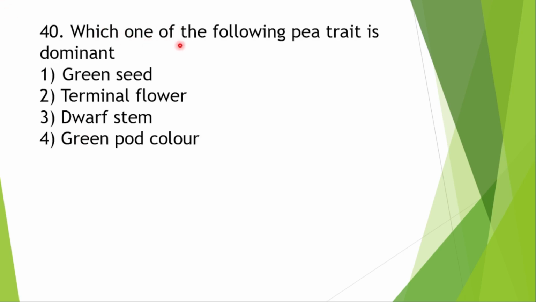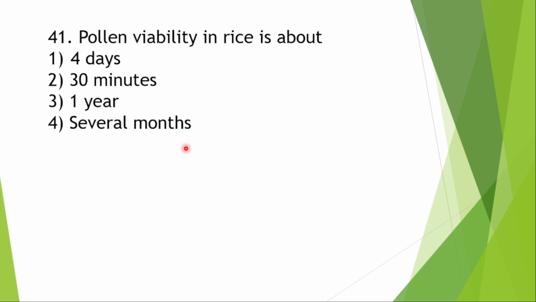40th one, which of the following pea traits is dominant? Green seed, terminal flower, dwarf stem, and green pod color. So here the right option is green pod color.